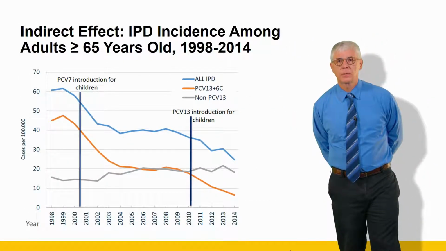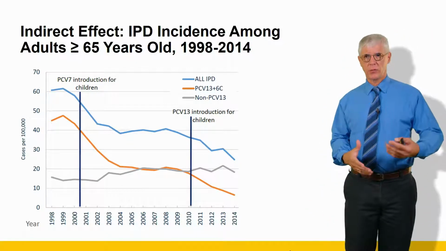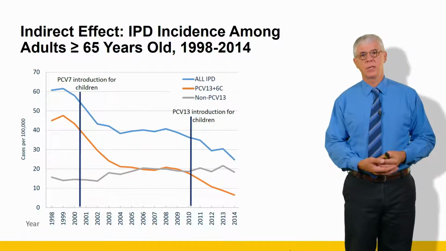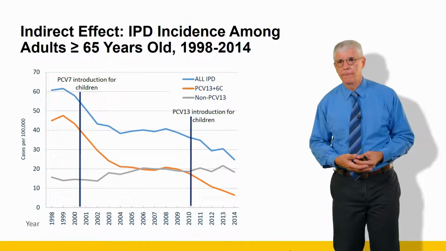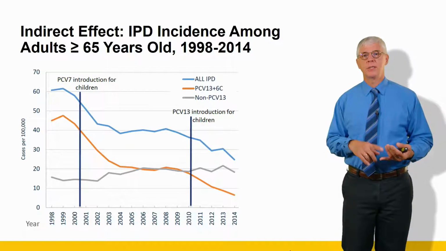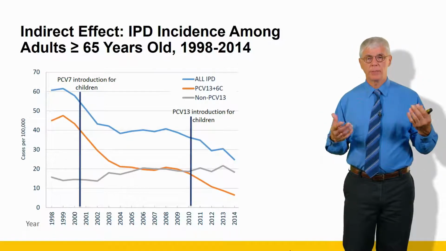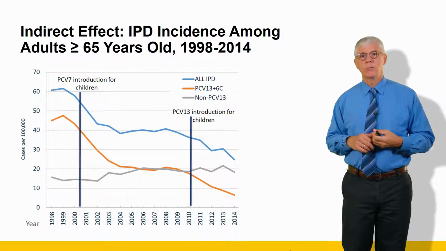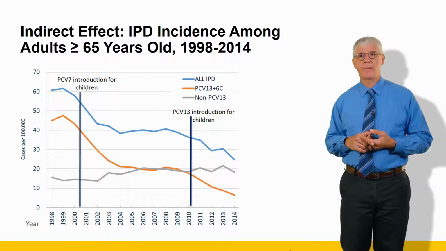This slide, I'm sorry, is kind of hard to read, but it's really looking at what we call the indirect effects. So this is the effect of all of those kids getting the pneumonia vaccine. They've been getting it for a couple decades now. So what effect did that have on the incidence of IPD, which is invasive pneumococcal disease, in older adults? This goes back 20 years to 1998. You can see the blue line. Let's just look at the blue line. The blue line is all invasive pneumococcal disease. And look what has happened.